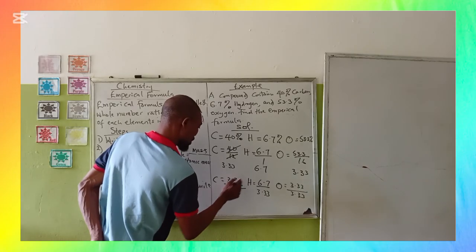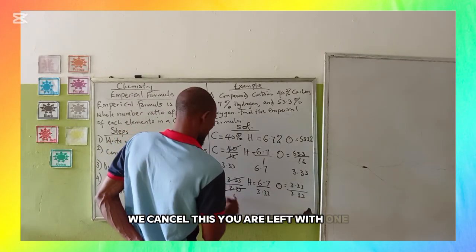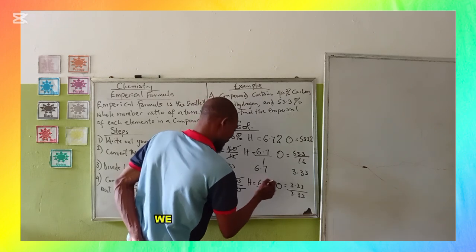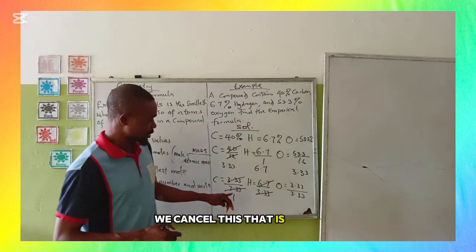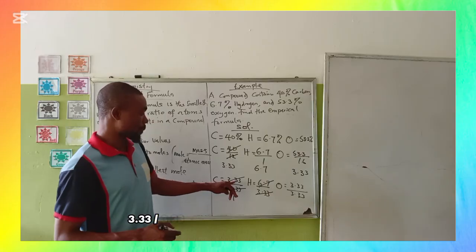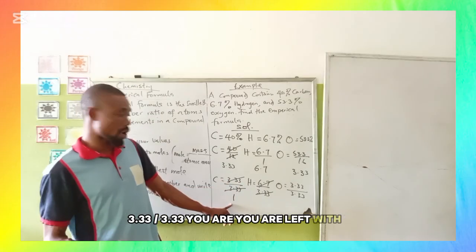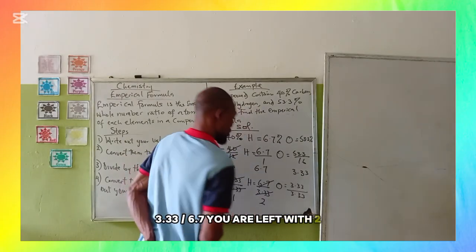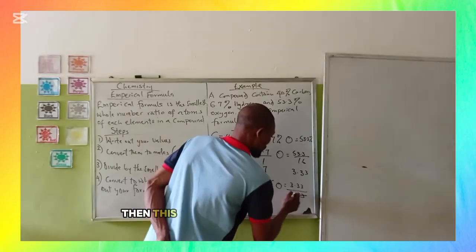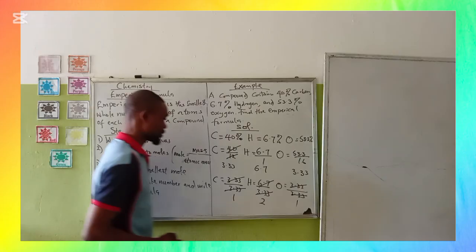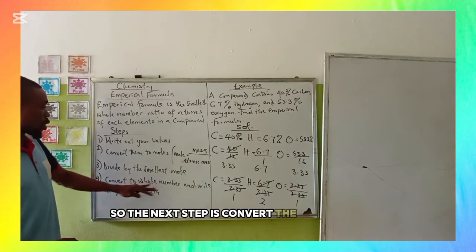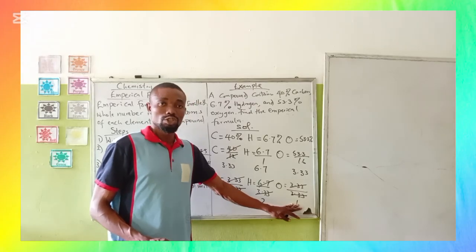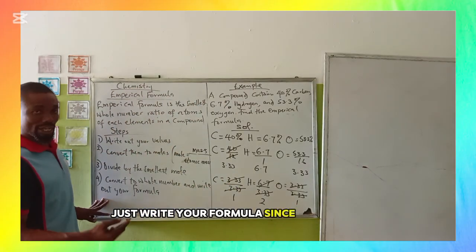Now, this we cancel, and you are left with 1. This we cancel, that is 3.33 divided by 3.33, and you are left with 1. 6.7 divided by 3.33, you are left with 2 when you put it into the calculator. So the next step is to convert to a whole number and write out your formula. They are all whole numbers, so just write your formula.